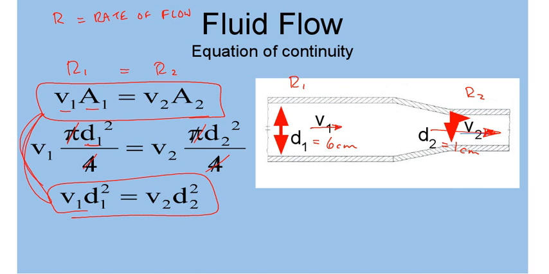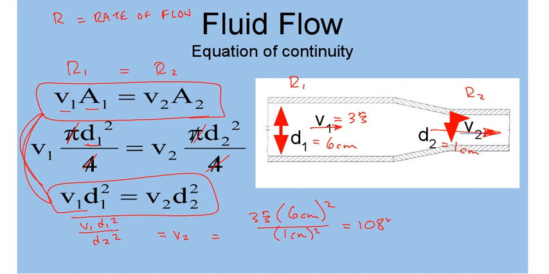But if I know the velocity in the first side of the pipe is 3 meters per second, then it's pretty easy to calculate the velocity on the second side. I would simply have 3 meters per second times diameter 1, which was 6 centimeters, and then down here I'd have 1 centimeter, and that gets squared. 6 squared is 36, times 3, I believe, is 108.